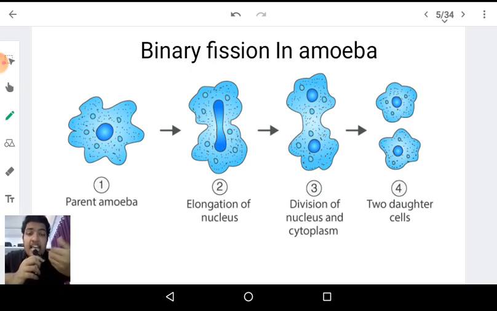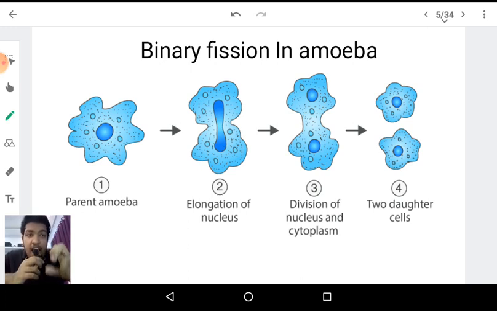A single cell is going through division, and as a result, multiple cells are produced. Either it can be two cells or it can be multiple cells. This is the process of cell division, and cell division is the basic process of asexual reproduction. So let us see how the process of asexual reproduction is carried out in an amoeba.